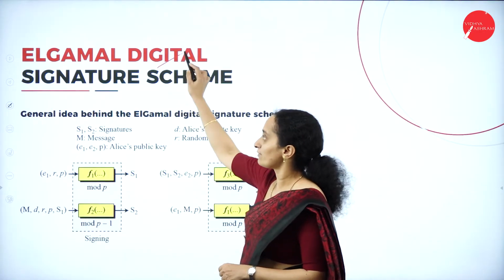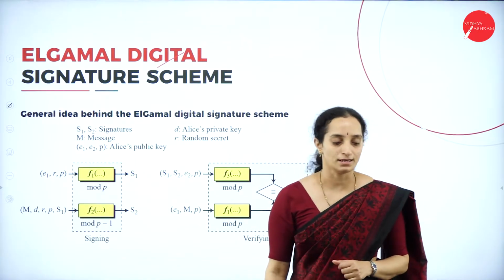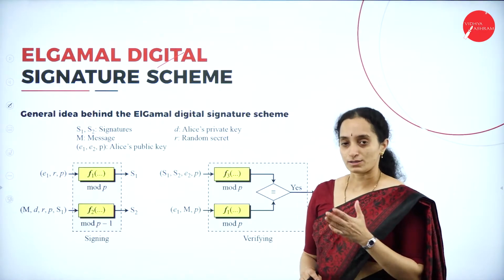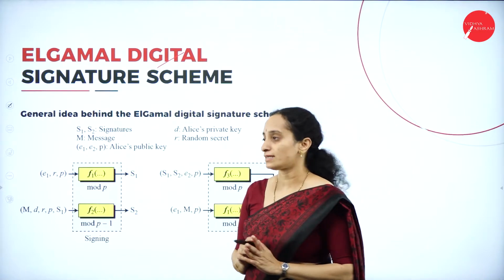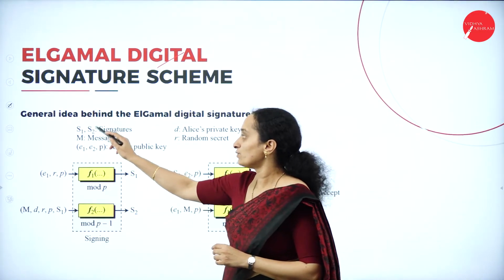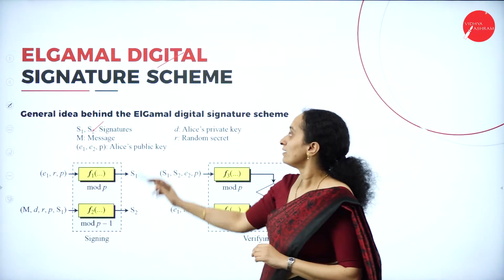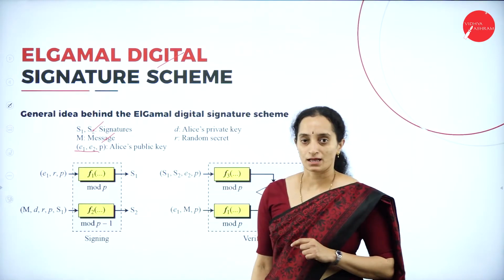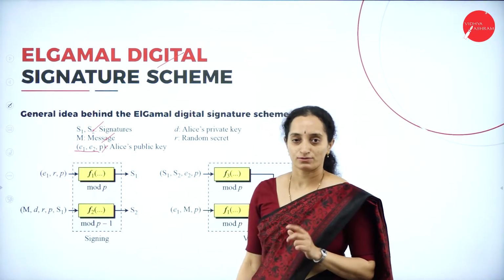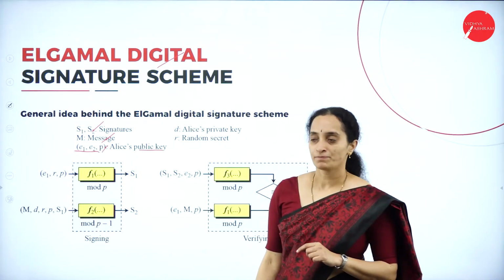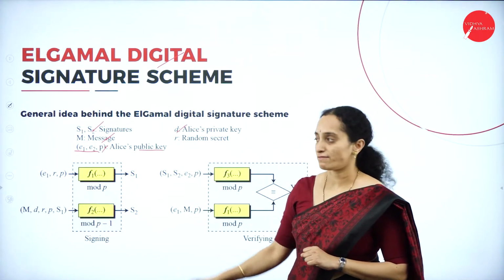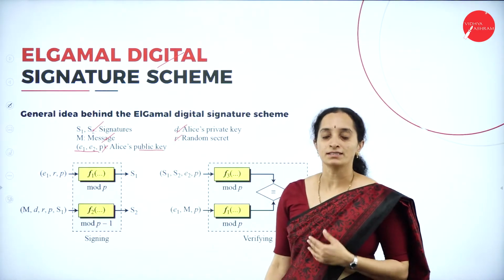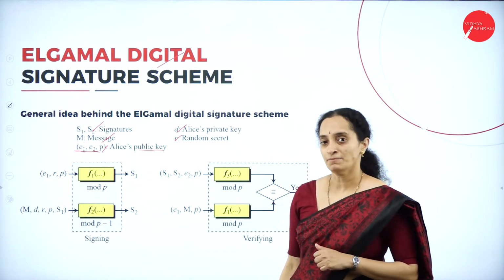Let's move on to the next one, that is the ElGamal Digital Signature scheme. In this, we have the general idea of the ElGamal digital signature scheme. The concept is the same, but the algorithm is a little bit different. We use two signatures in the ElGamal signature scheme, one message, and two empirical values and one prime value we use as a public key, and D is Alice's private key and R is a random number we use. The random number changes with every new message in the network.